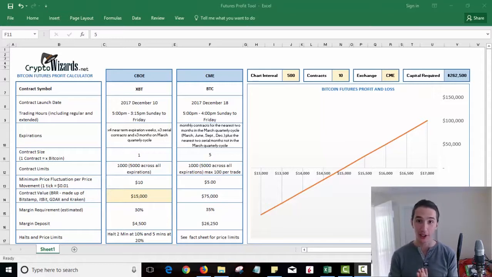But in this video, we're going to compare the difference between buying a futures contract on the CBOE and buying a futures contract on the CME, which are two different exchanges. So both are offering different contract structures.